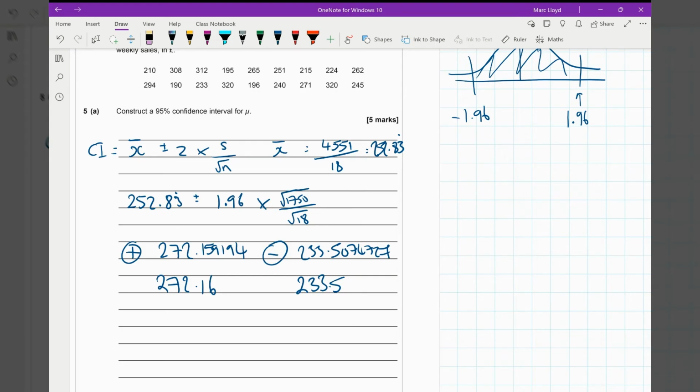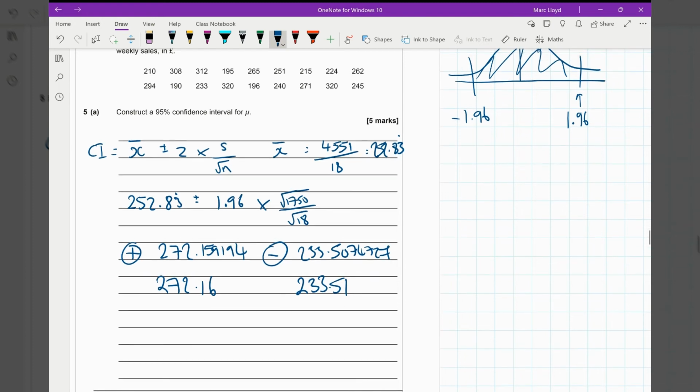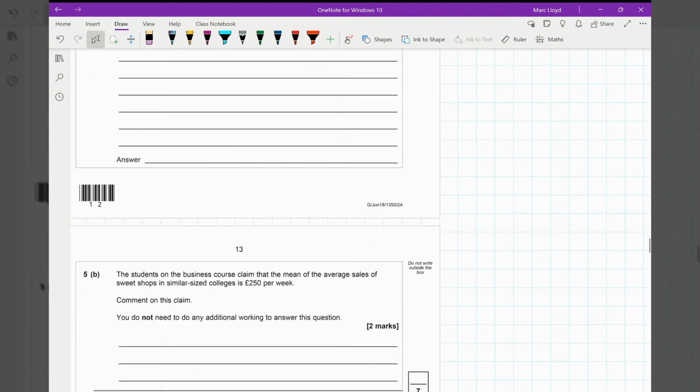So that confidence interval is going to be between 233.51 and 272.16. Effectively, having taken a sample of the mean, that's where we think the mean lies. So that confidence level is saying that our mean is in between those two values. Okay, so I'm happy with that.